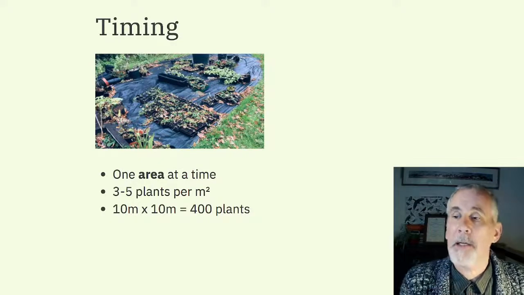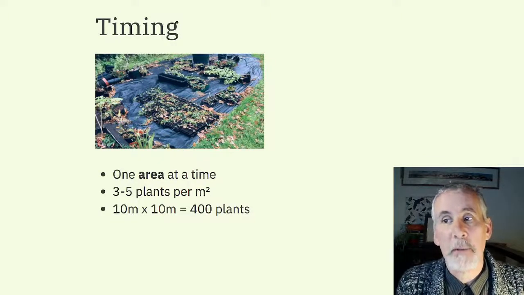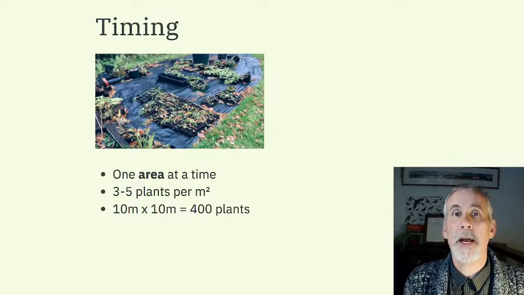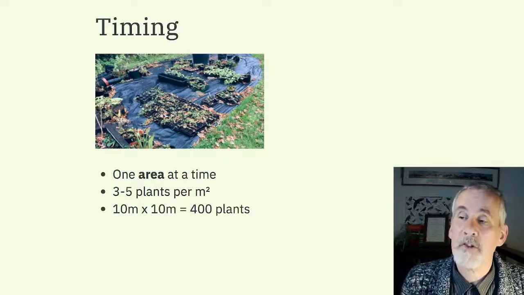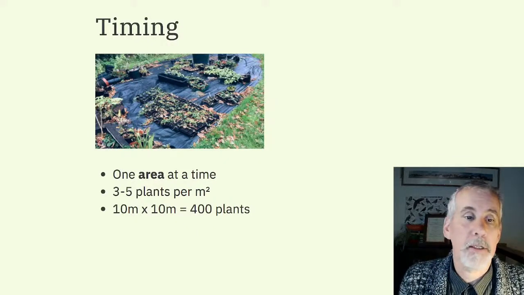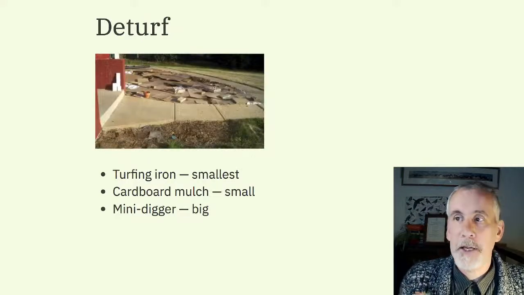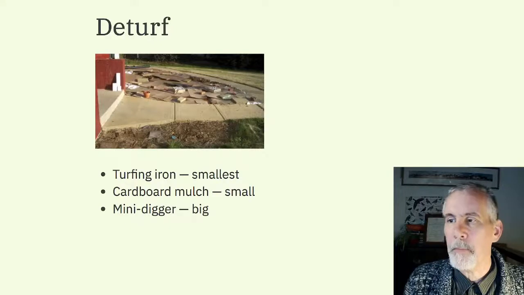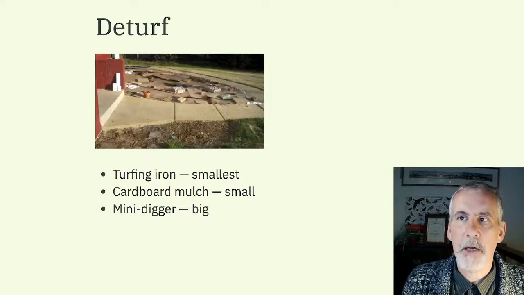For ground cover plants, it's about 3 to 5 plants per meter squared. So for just a 10 meter square garden, that's 400 plants, which is a heck of a lot of plants. So get propagating. And as part of this, the majority of times people have a lot of grass that they want to get rid of.